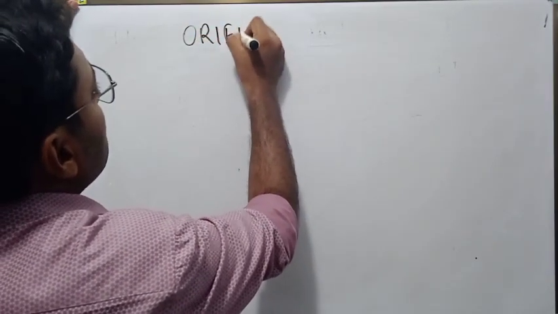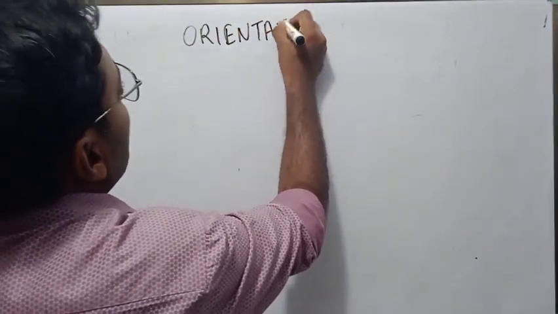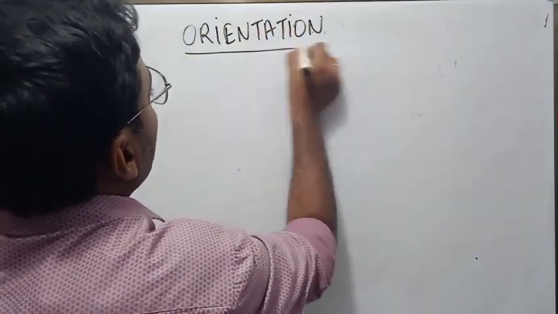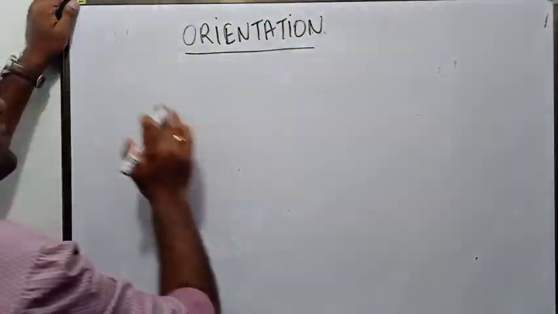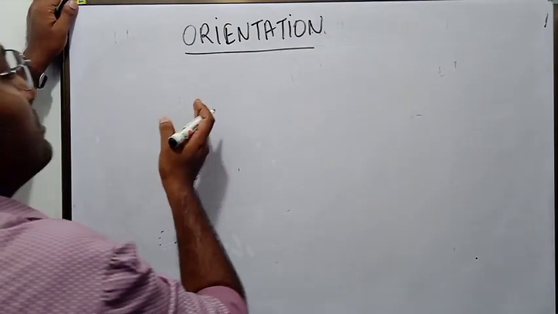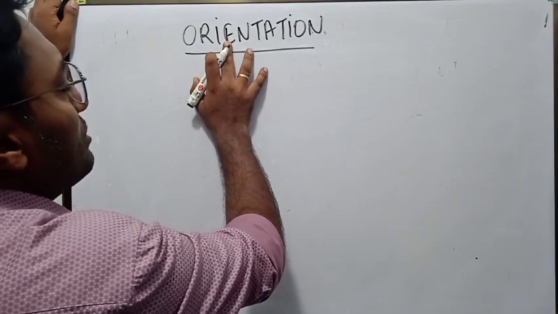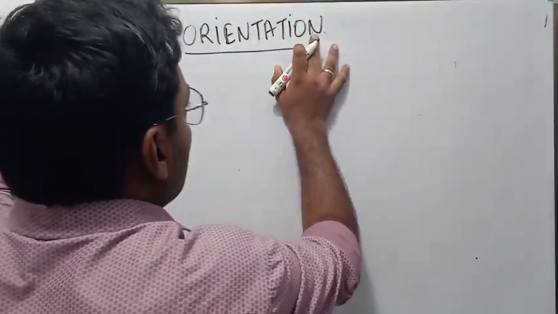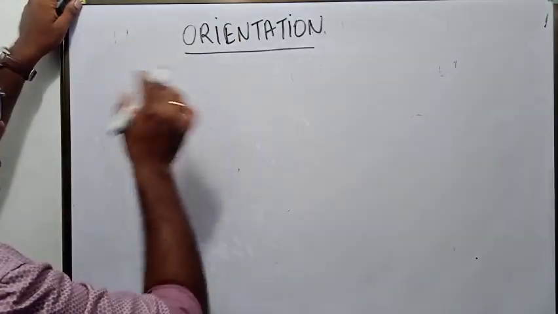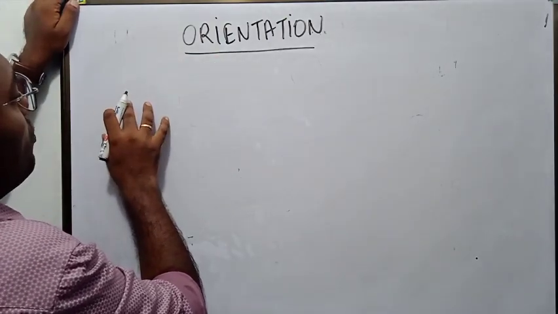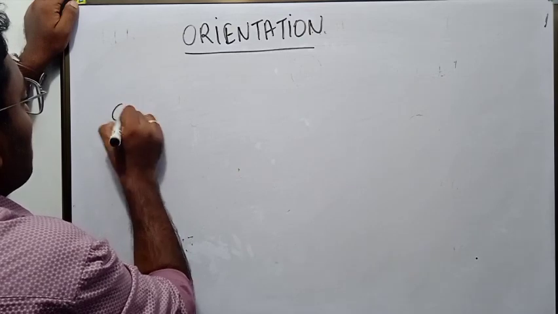By orientation, what we mean is that if there are two or more beta carbon atoms, then from which of the beta carbon atoms a hydrogen will be eliminated. That is what we mean by the term orientation. Let us discuss orientation with an example. I am going to take 2-bromobutane as example.